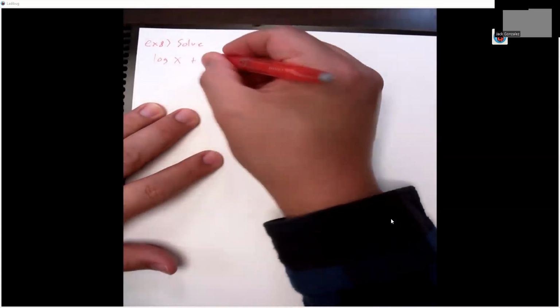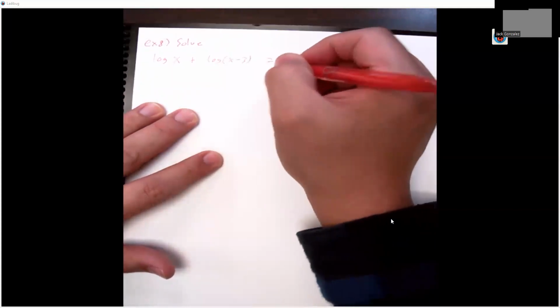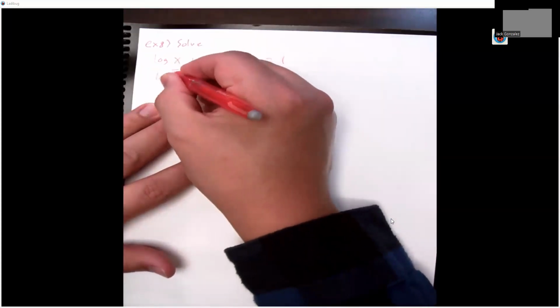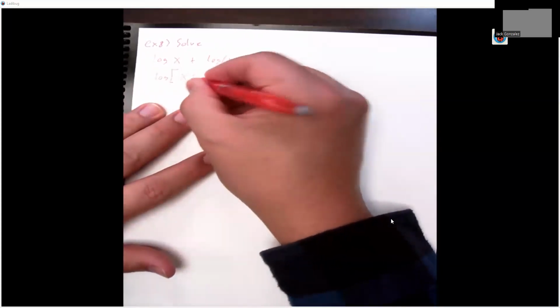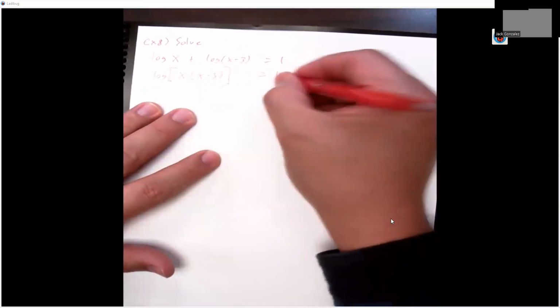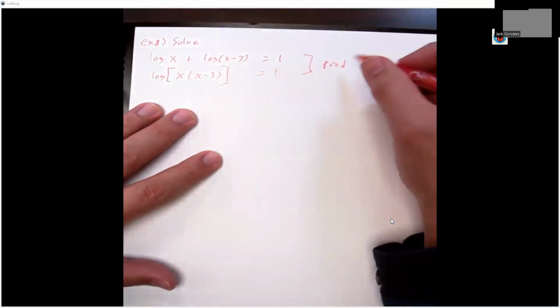Let me give you something where it's equal to a constant, so you can see what I meant earlier. Log x plus log x minus 3 equals 1. So the first thing is use your product rule to multiply them. Wait, what is it? A 1. To 1.